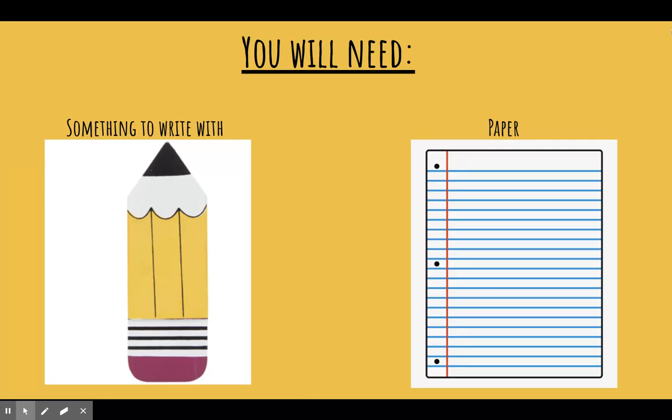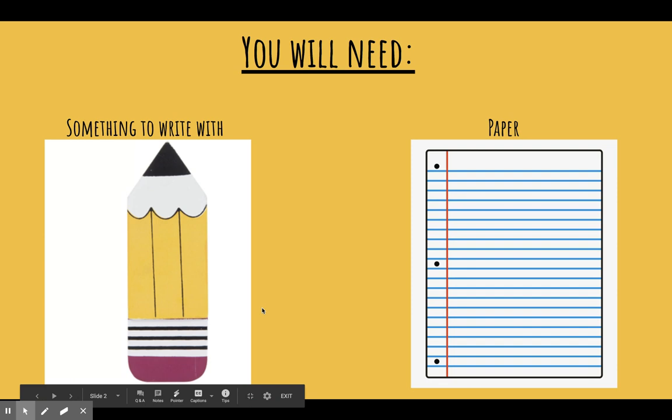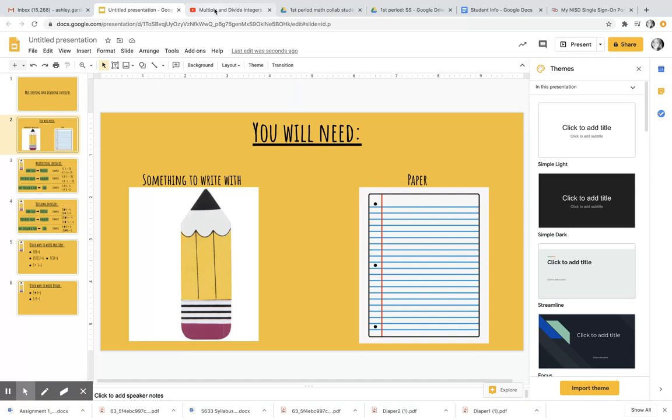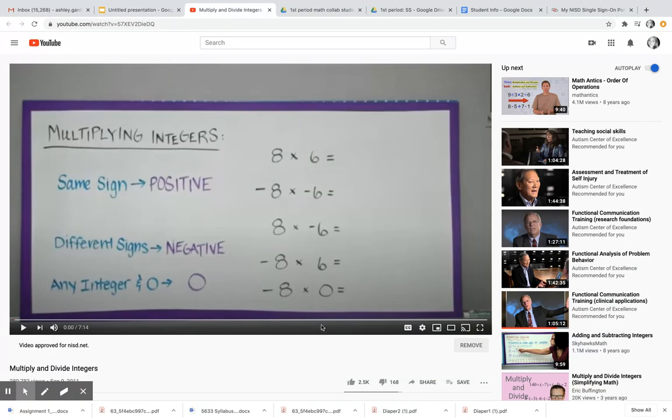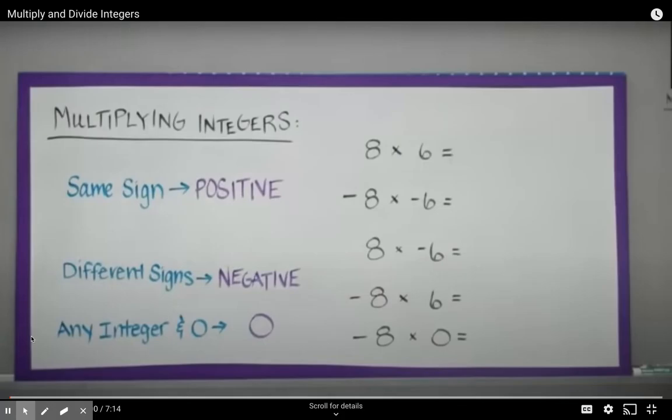For your notes, you're going to need something to write with and some paper. And whenever you see this pencil sign on a page, that means you're going to need to write down what is on that page in your notes. We are going to start by watching a video that talks about multiplying integers.